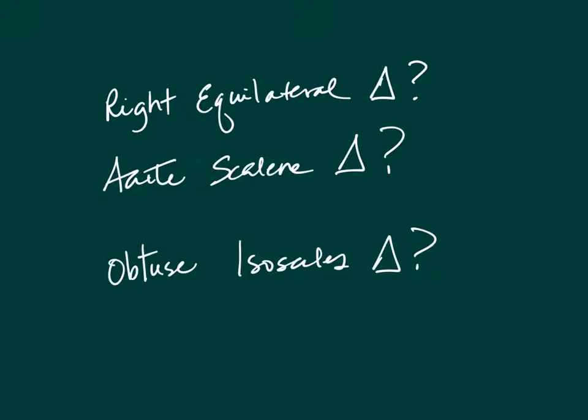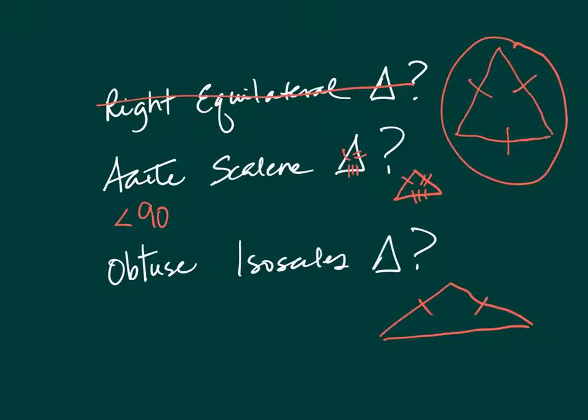So let's look at some specific types of triangles. Is it possible to have a right equilateral triangle? So that would mean a triangle that has all sides the same and a right angle inside. Well, if you remember anything about right triangles from last year or the year before, right triangles always have to have a hypotenuse. And the hypotenuse is always the longest side. So that means that all three of the sides couldn't be the same. So that doesn't work.